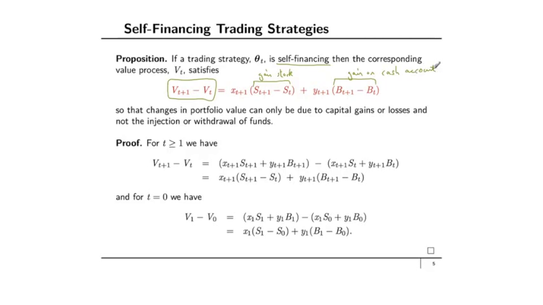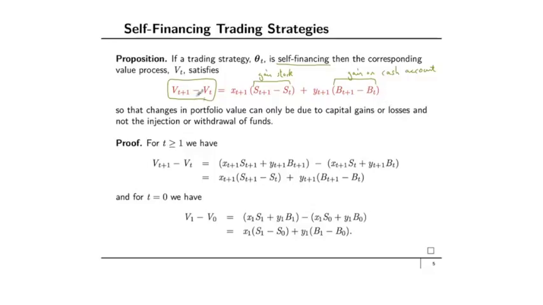So all this is saying is that if a strategy theta t is self-financing, then the gain on the portfolio is equal to the number of stocks held times the gain on the stock plus number of units of the cash account times the gain on the cash account. So in particular, changes in the value of the portfolio can only be due to capital gains, so gain in the stock or gain in the cash account or capital losses, and not the injection or withdrawal of funds. In other words, nobody is injecting funds into the portfolio at time t or t plus 1, and nobody is withdrawing funds from the portfolio at times t or t plus 1.